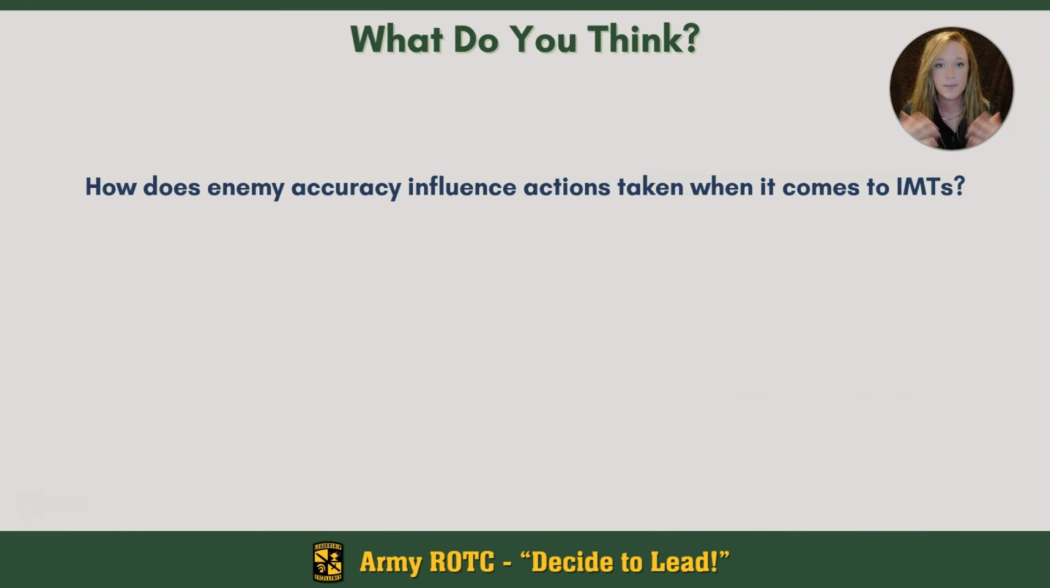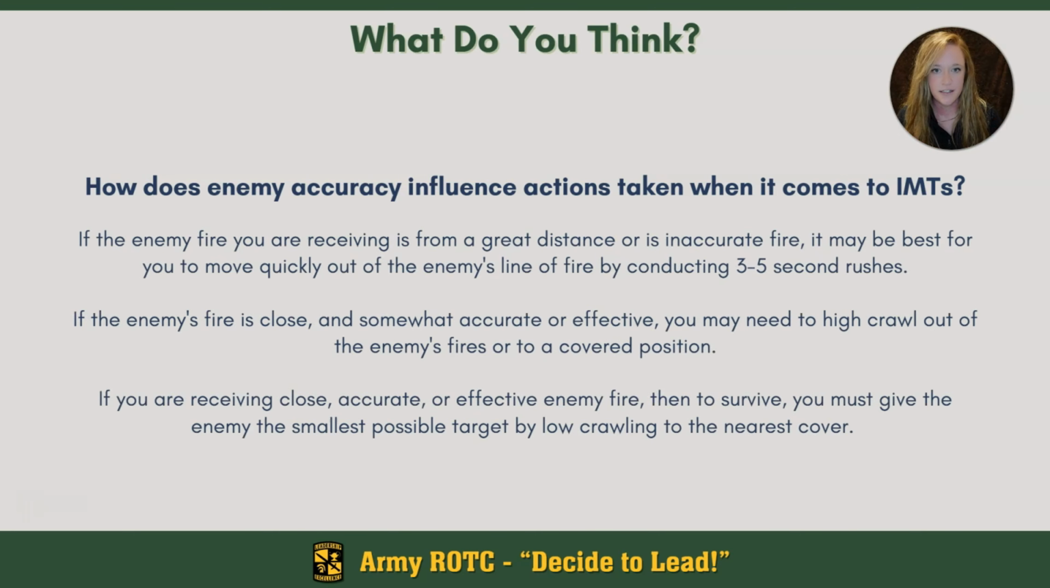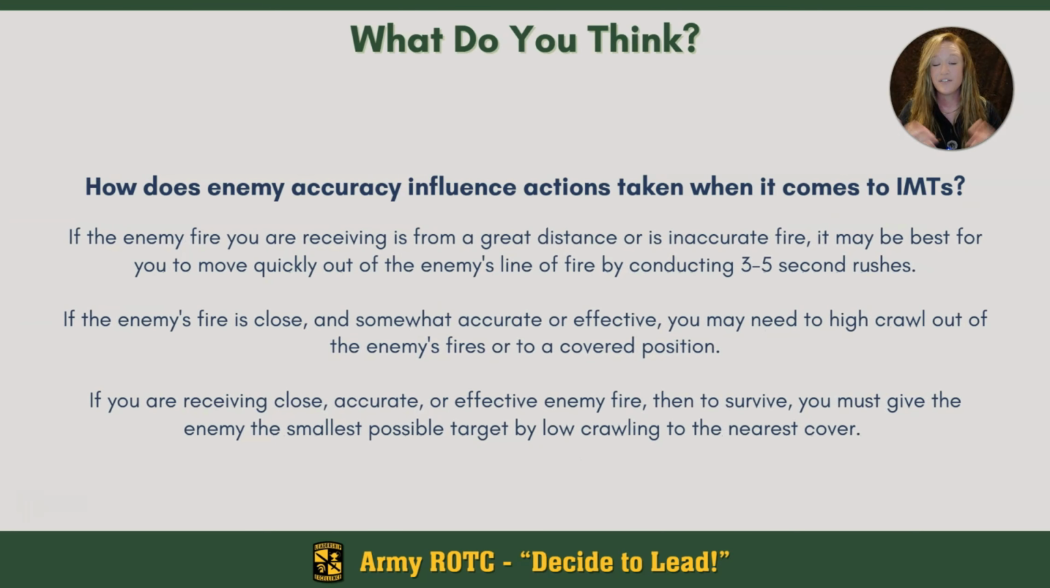So I've talked through them, you've seen them. How does enemy accuracy actually influence the action that we're taking? How does their accuracy on us influence what we're going to do with these IMTs? Well, if it's from a really far distance or it's inaccurate, you might be able to just move through quickly, doing those 3 to 5 second rushes. If the enemy's fire is close and somewhat accurate or it's effective on your area, you might need to high crawl out of there because you need to get out fast.